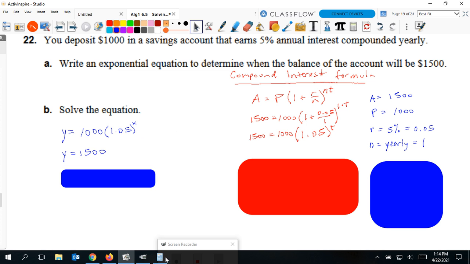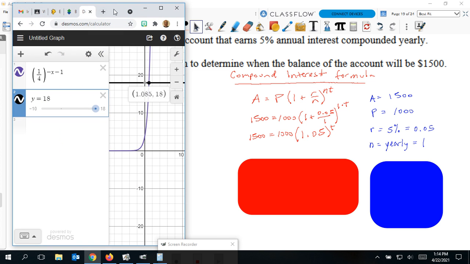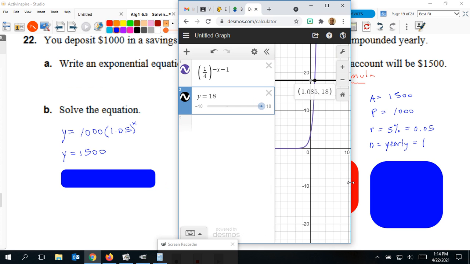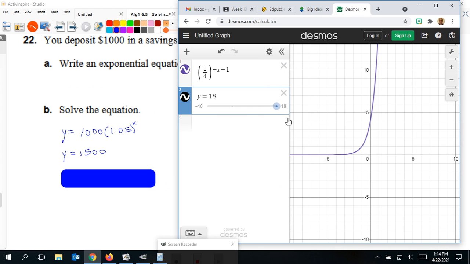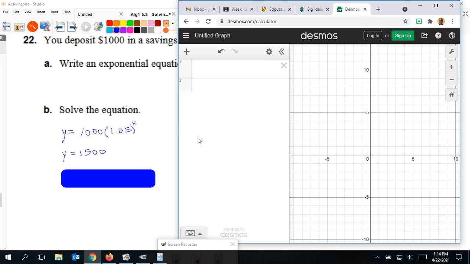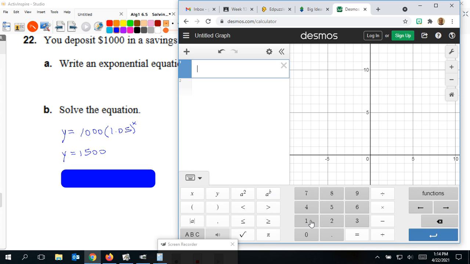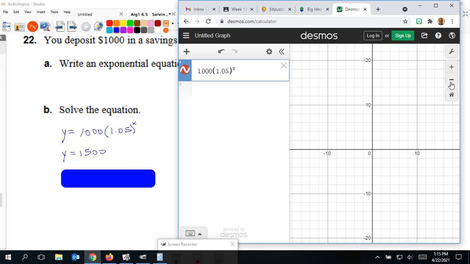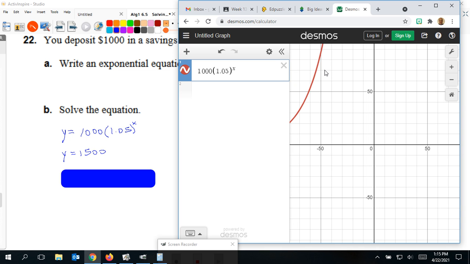And so we can bring back our graphing calculator. Let me make this a little bit bigger here. Let's start over, and we'll do the first one of 1000. I'm going to put a parenthesis, 1.05 in the parenthesis, and then go past the parenthesis to put the exponent of x. So raise it up to the x power. Now I don't see that on the graph because I'm going to have to zoom out here. Zoom way out. So there I start to see it.